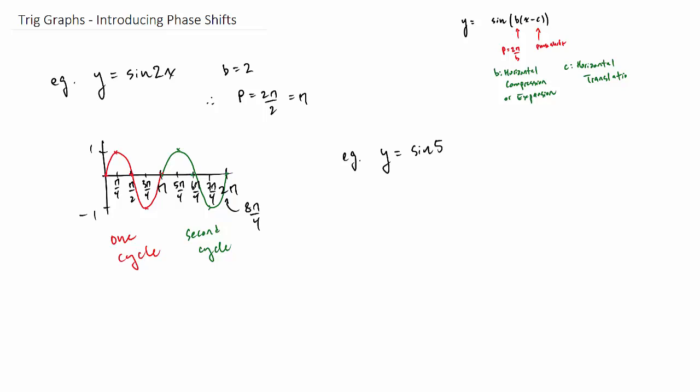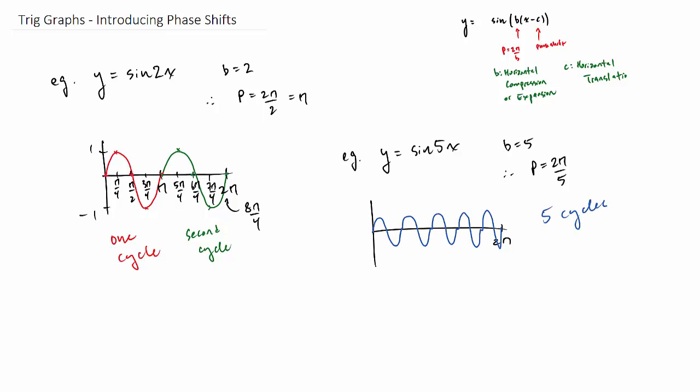Now, if we put a bigger number in there, let's say like 5, rather than set up my x-axis, I'm just going to figure out the period and know that it's 2 pi over 5. So basically what that means is it repeats itself 5 times as fast. There's going to be 5 cycles between 0 and 2 pi.